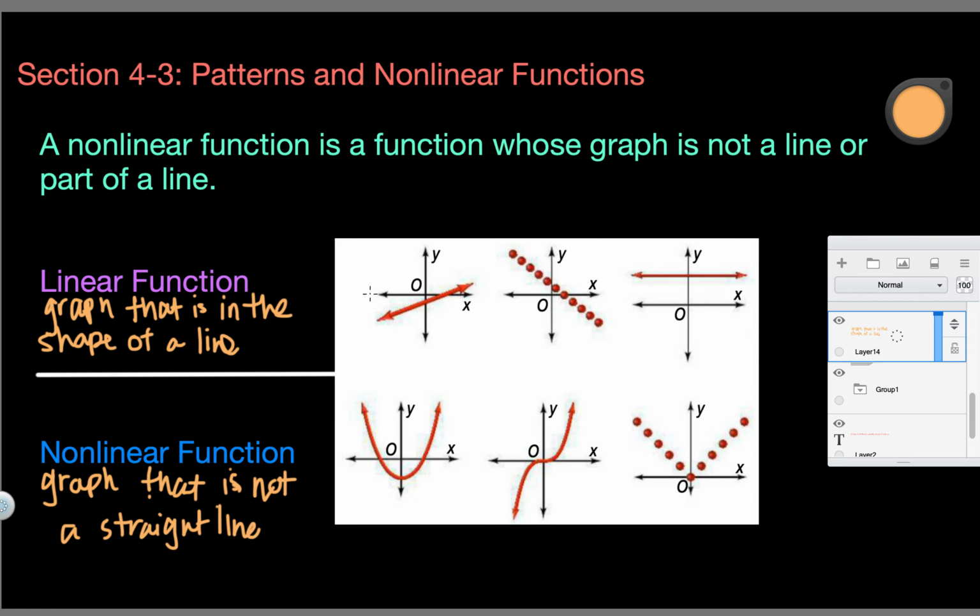Okay, and we can clearly see the difference, right? These top three are all straight lines, and these bottom three are not straight lines. This one on the right, it kind of looks straight, but then it comes back up another way, and it is not straight. Okay, it's like a V. So as long as we can see the difference between linear and nonlinear, we're good for right now.